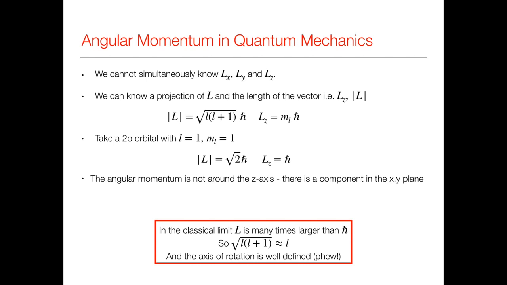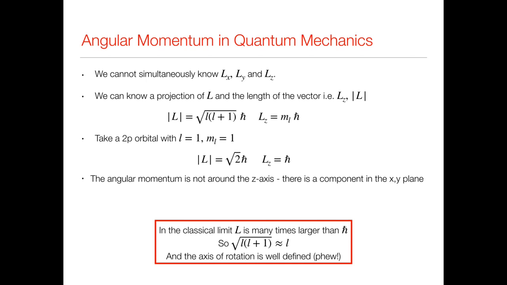In quantum mechanics, that's not possible. We can know the length of the angular momentum vector, represented by mod L here, and we can know one of the components of the vector, a projection onto one of the axes. Again, by convention, we take that to be L_z. So in the language of quantum mechanics, L squared and L_z commute, so we can measure both of them. But for example, L_z and L_y do not commute, so we can't measure them simultaneously.